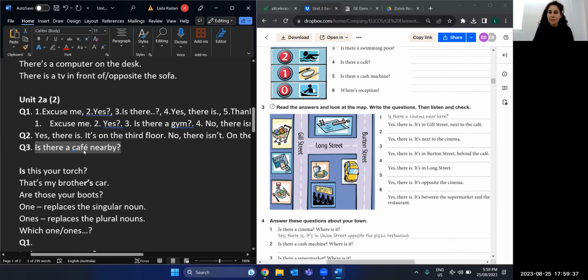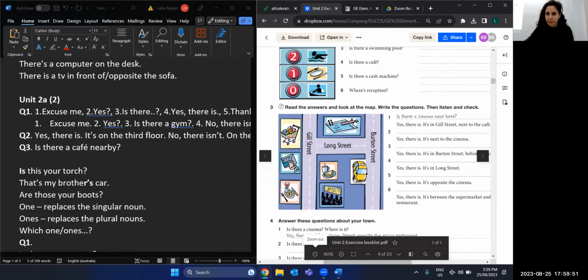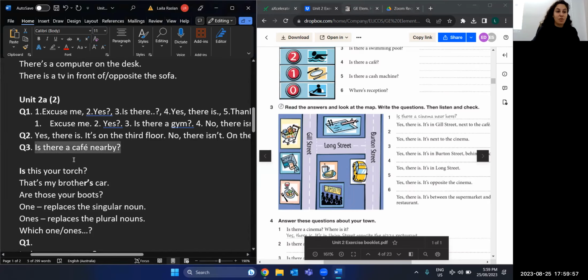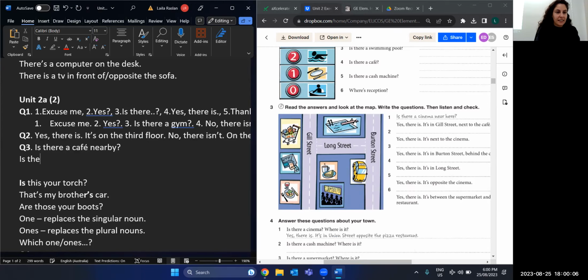Number 3, what would a question be if the answer is yes, there is, it's on Burton Street behind the cafe? What would a question be? Is there a taxi rank? A taxi rank means where the taxi stops. So not just is there a taxi, but is there a taxi rank near here? I'll give you that word, near here.